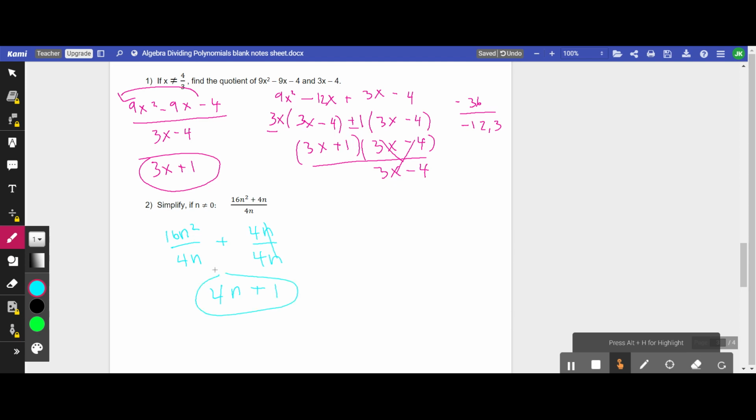So just make sure you're paying close attention because sometimes you'll have 2 terms on the bottom and then you'll have to factor the top. If you just have 1 term on the bottom, like the ones you did yesterday, you can just go ahead and divide each of the terms on the top part there.